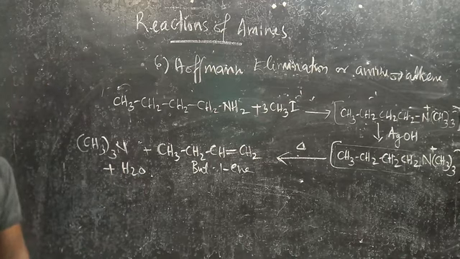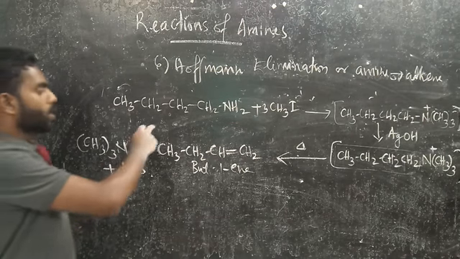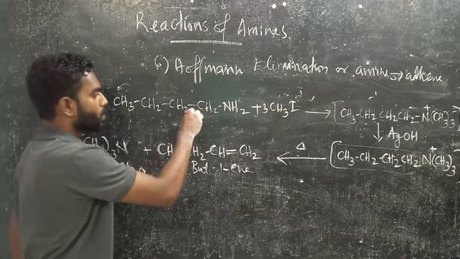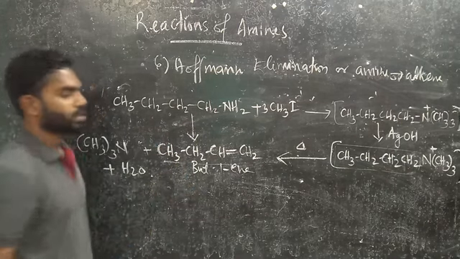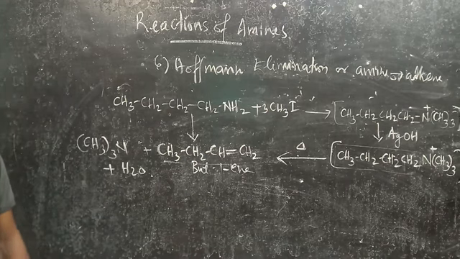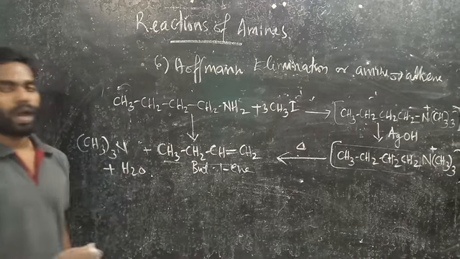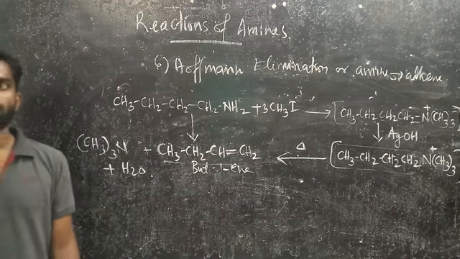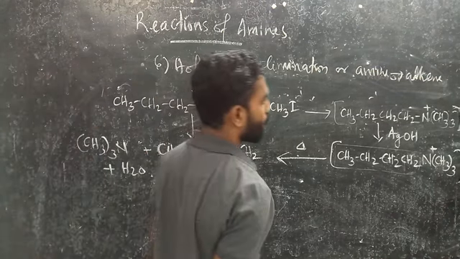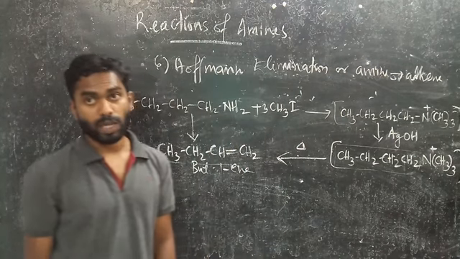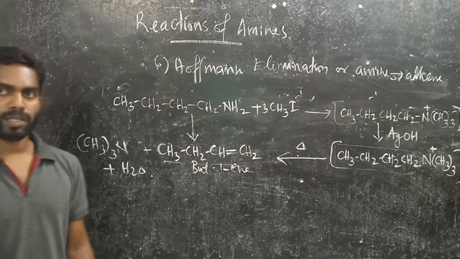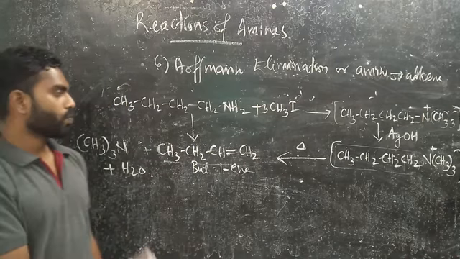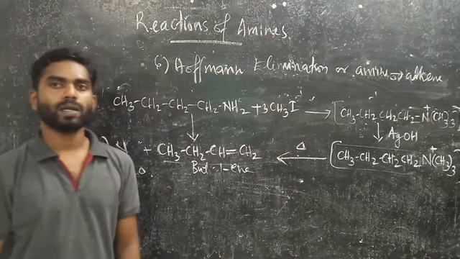So the summation of this reaction is that the primary amine is converted into alkene. That is why, when amines undergo exhaustive methylation, we get the corresponding tetraalkyl ammonium halides. Tetraalkyl ammonium halides on heating give alkenes. This reaction is known as Hofmann elimination reaction or Hofmann reaction.